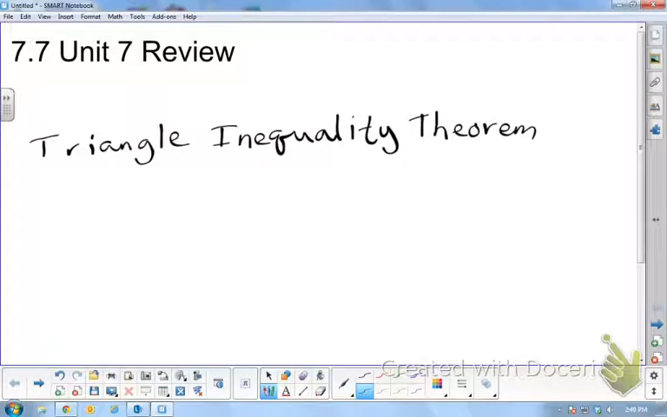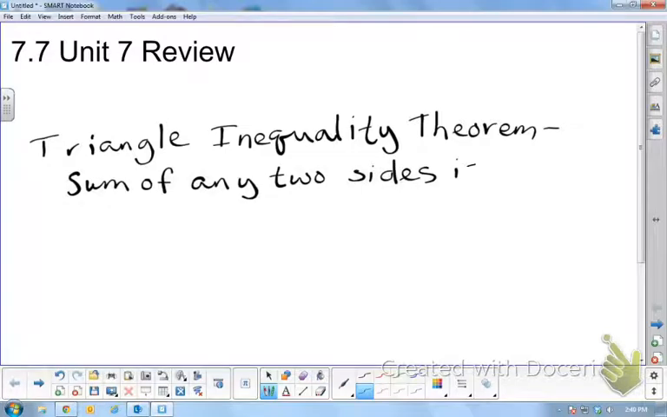We are going to be reviewing from Unit 7 tests. We covered a lot of different topics, so we're going to go over the main points of all the different topics we talked about. First, we talked about the triangle inequality theorem. All that's stated is that any two sides added together on a triangle should be bigger than the third. So the sum of any two sides is bigger than the third side.